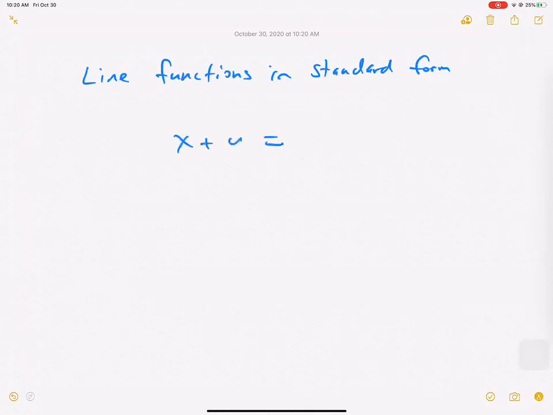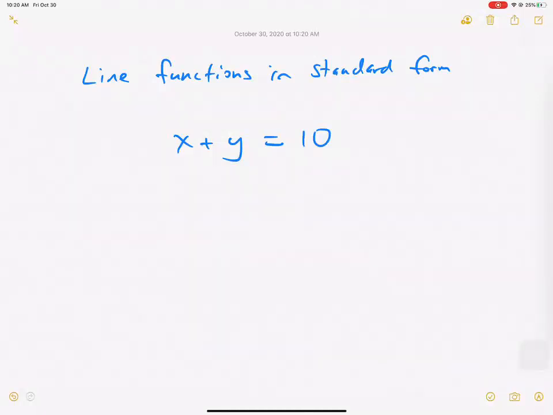So today we're looking at functions, and these functions are going to be written in what we call standard form today. These are line functions in standard form. And what I mean by standard form is very simple: here's an equal sign, and x and y are on the same side. That's it. X and y are on the same side.